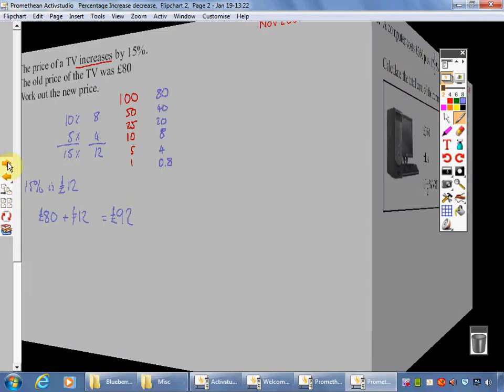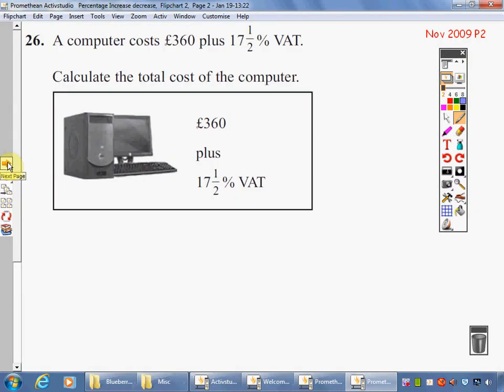Okay, here's a question for you to have a go at. That is quite a tricky one. If I were you, I would be using my calculator to find out what the 17.5% is. Press pause now and have a go.